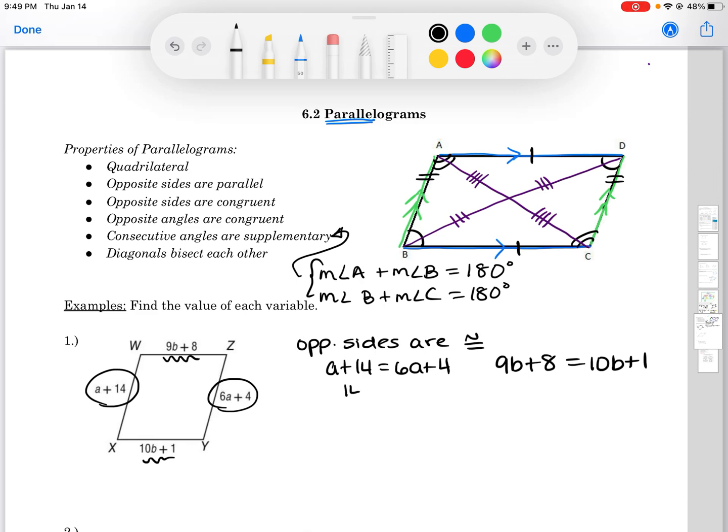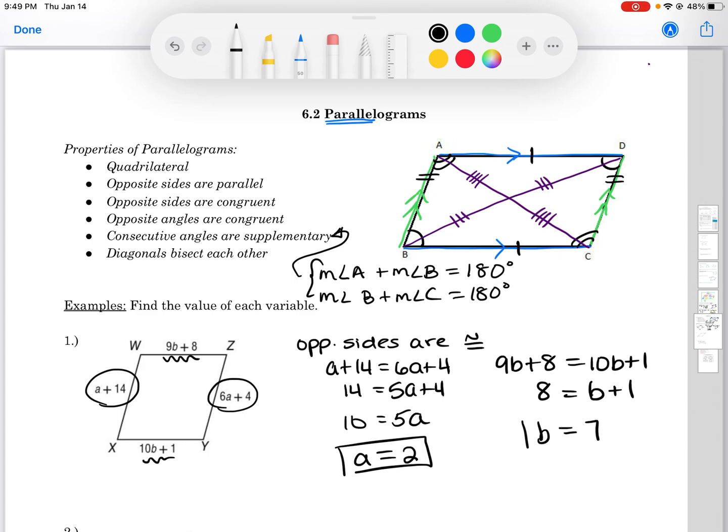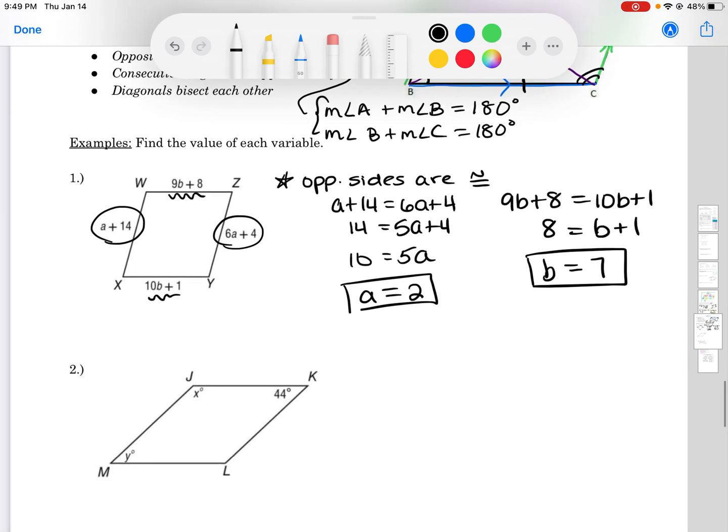So I'm going to subtract a. I'll get 5a plus 4 on the right. Subtract 4, and I'll get that a is equal to 2. For b, I'm going to subtract the 9b from both sides. Subtract the 1. So I'm going to get that b is equal to 7. And that's just using that rule that opposite sides are congruent.